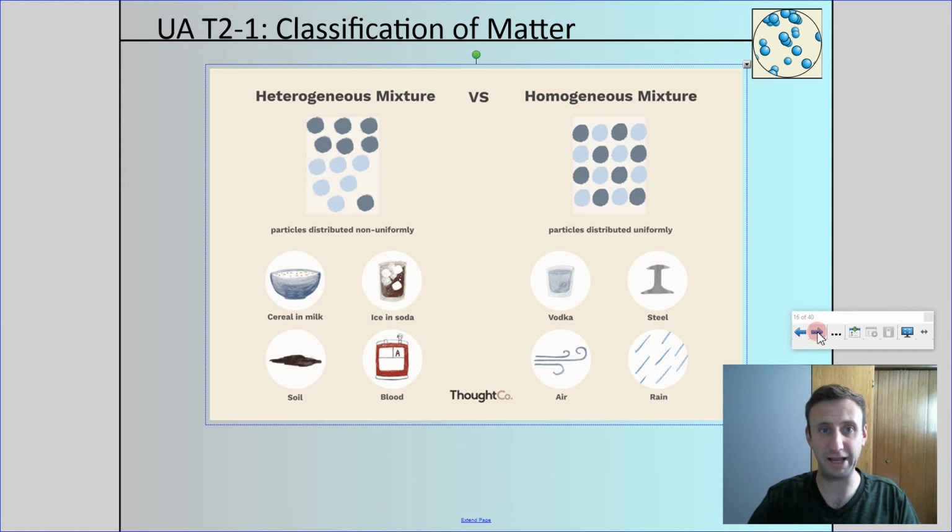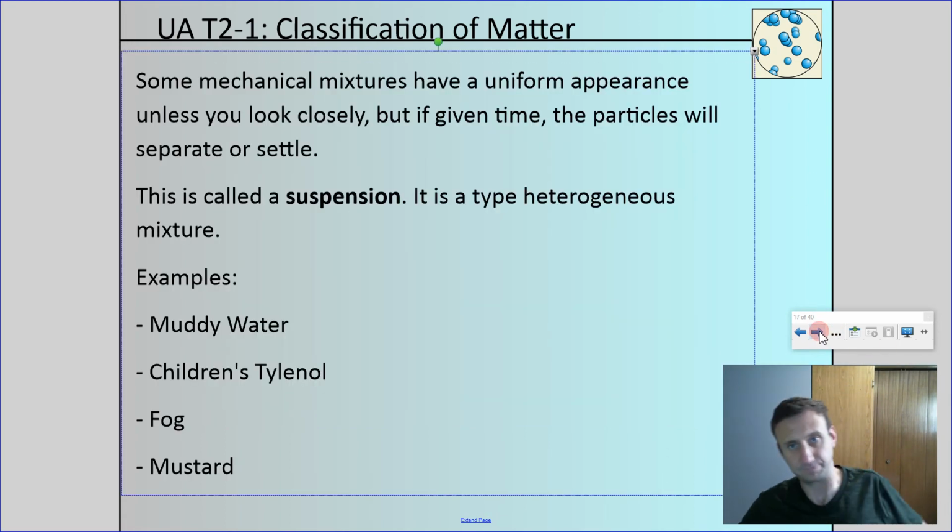Here's another kind of diagram to show you this. In heterogeneous, this is actually a lot more of the same, but cereal and milk, ice and soda, soil, blood, again, we can see the different parts to this. You can see different things. Well, in homogeneous, vodka, which is clear alcohol, where we have 40% ethanol, which is alcohol, and then water and some other stuff too, but it all just looks clear and together. Air, again, rainwater, these are all examples of homogeneous things.